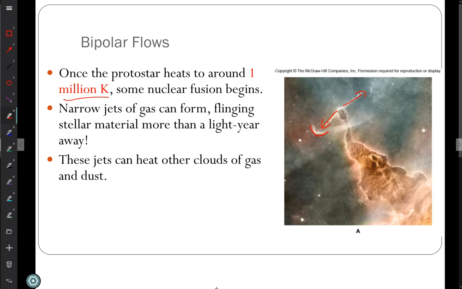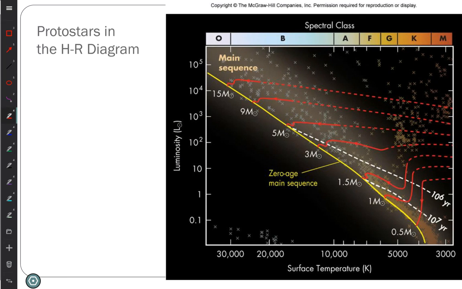Notice the temperature. Once a protostar heats to about 1,000,000 kelvins, some nuclear fusion begins. How hot is the core of our star? It was like 15 to 16 million kelvins. So that's actually a lot cooler than the temperature in the core of our star. So that's just a little beginning. It's kind of sputtering. It's not the full-fledged kind of fusion that we have now.